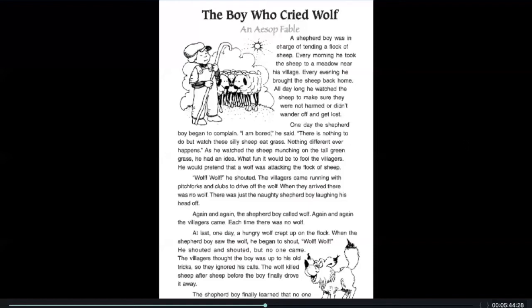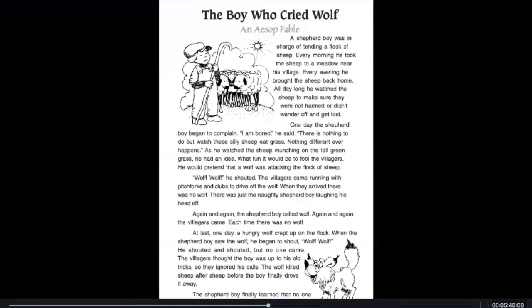The story that we are going to be discussing is one that some of you may have heard of already. It is called The Boy Who Cried Wolf. So it will come up on the next slide and you can read along with me. The Boy Who Cried Wolf.